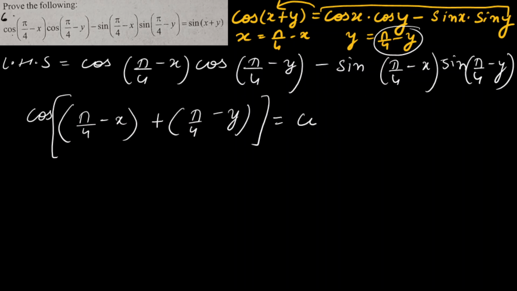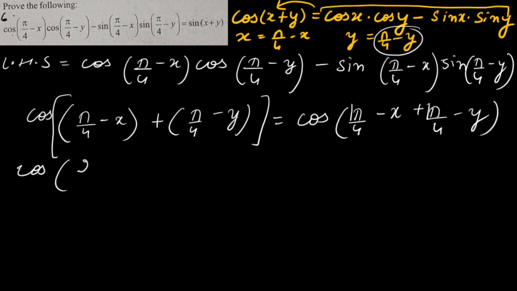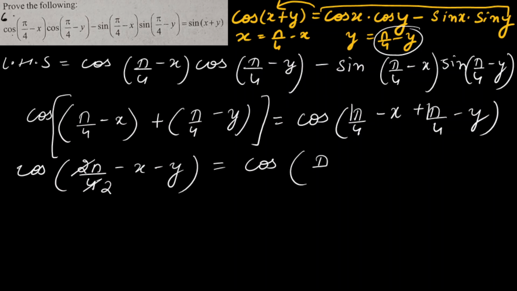If I open the brackets, we will get cos(pi/4 - x + pi/4 - y). Now pi/4 and pi/4 are like terms, so 1 pi/4 and 1 pi/4 we can add. It will become 2pi/4 - x - y as it is. Here we can do cancellation, 2 into 1, 2 into 2. So I'll get cos(pi/2 - ...). Let's take minus common here, because minus is there with both x as well as y.